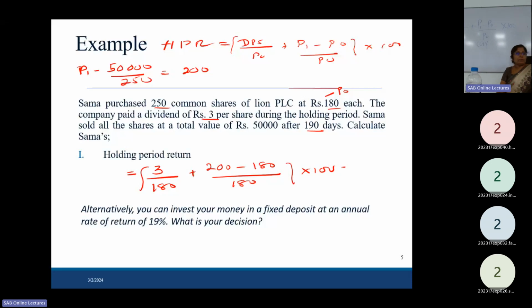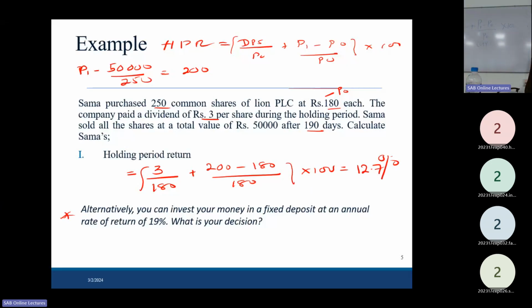So how much is the holding period return? It is 12.7. Holding period return is equal to 12.7. Now look at this. Holding period return is 12.7.